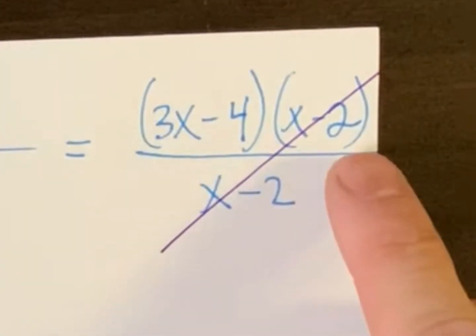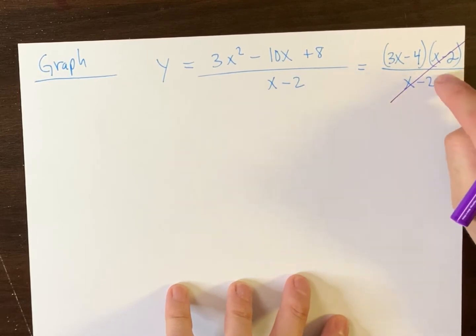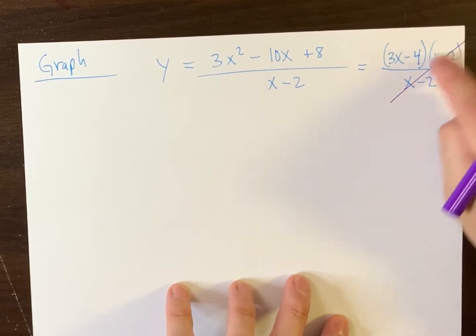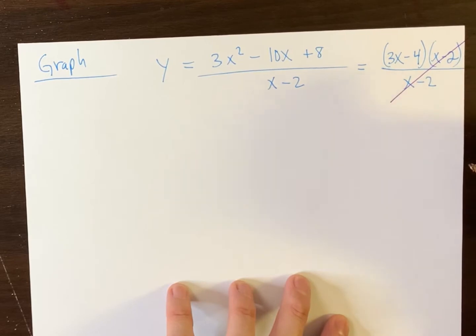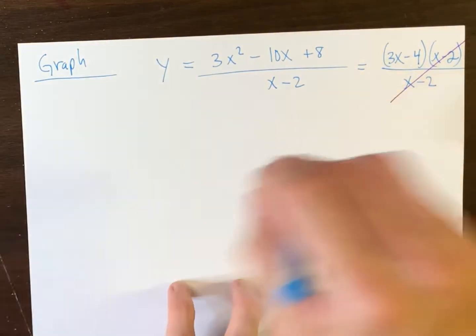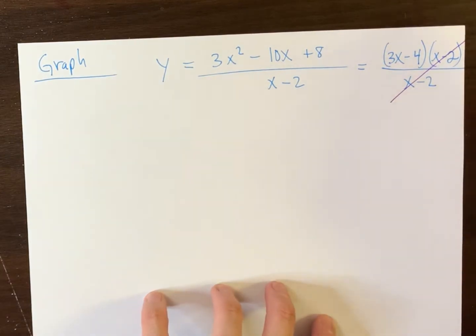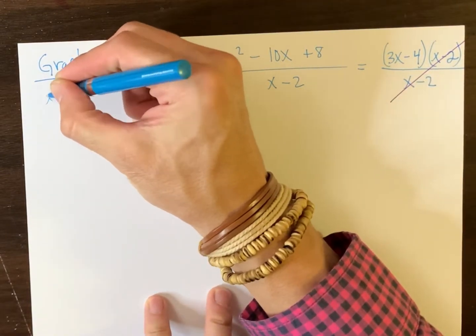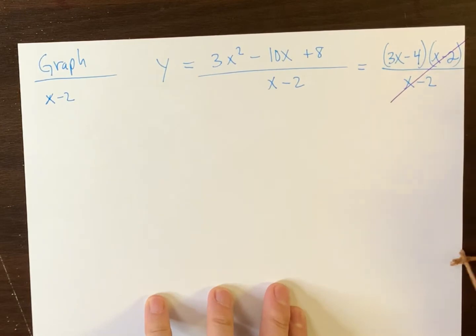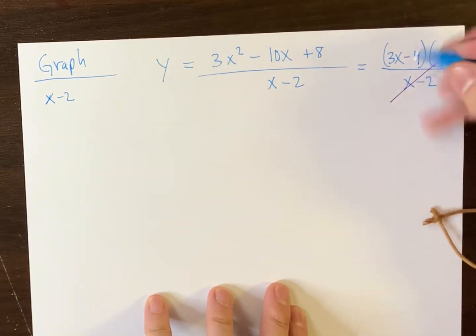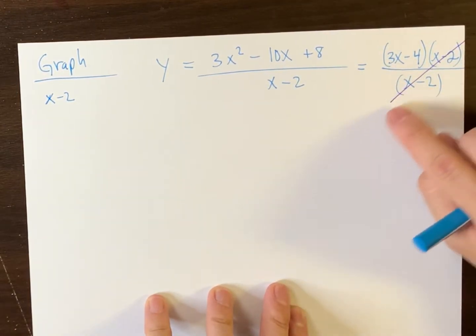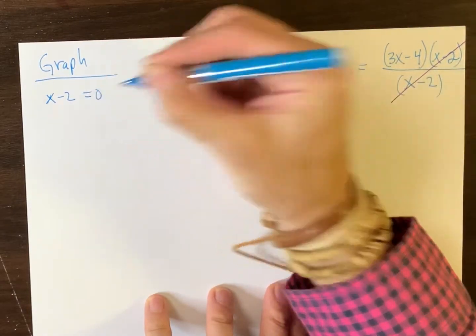Boom. You see what I just did? I just removed this factor. This is a case of a removable discontinuity. And what piece did I just remove from this picture? I removed x minus 2. Whatever object you remove, put parentheses, set it equal to 0 and solve.